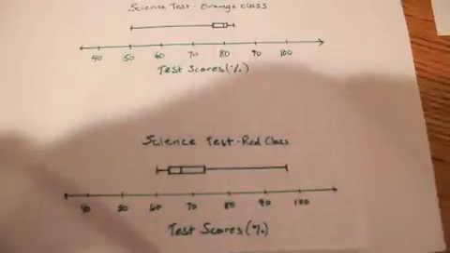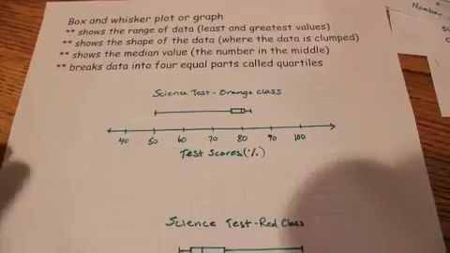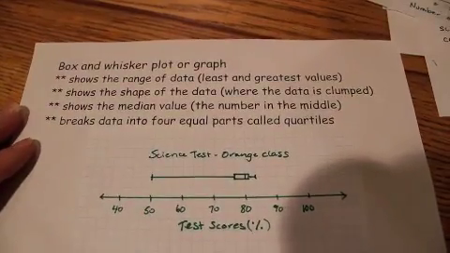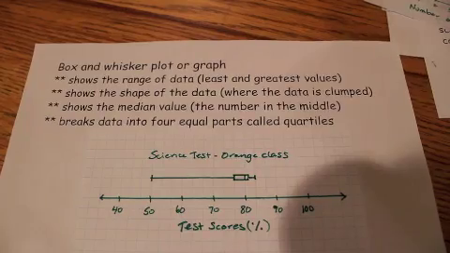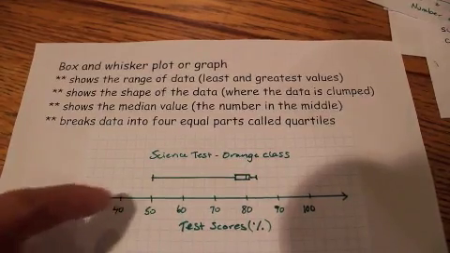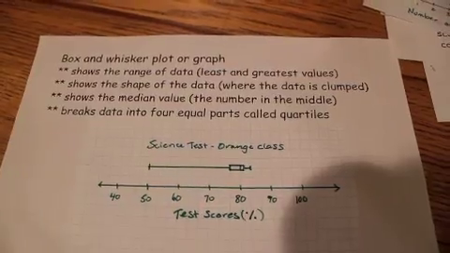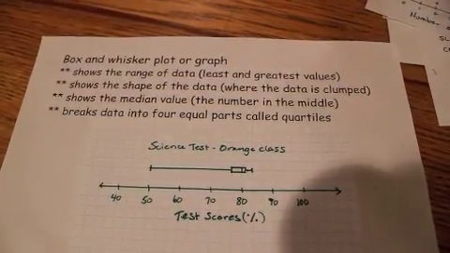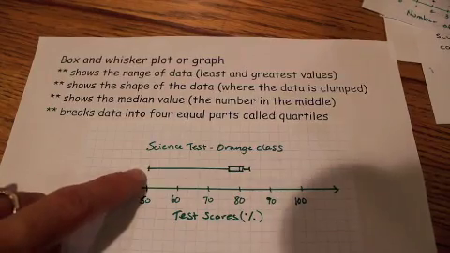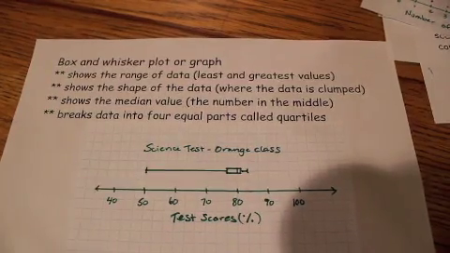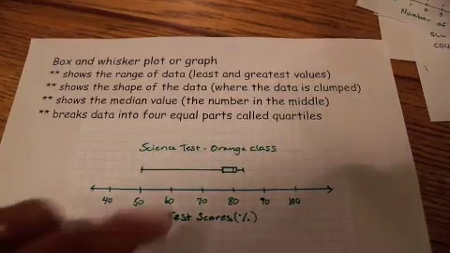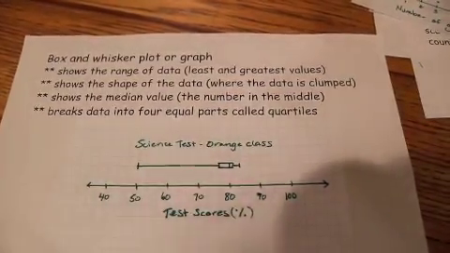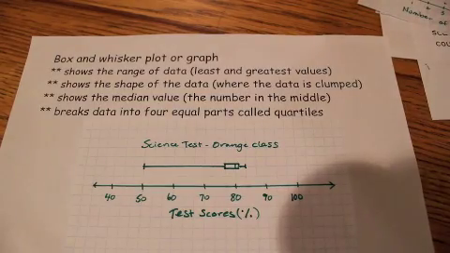The last kind of graph may be new to many. It's called a box and whisker plot, or a box and whisker graph. This kind of graph shows the range of data from the least value to the greatest value. In this example, if we're looking at the science tests in Orange class, the score that was the lowest in this case was 50%. The score that was the highest looks to be about 83 or 84%.